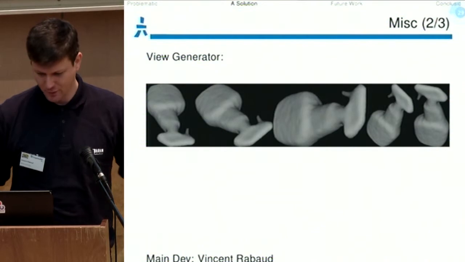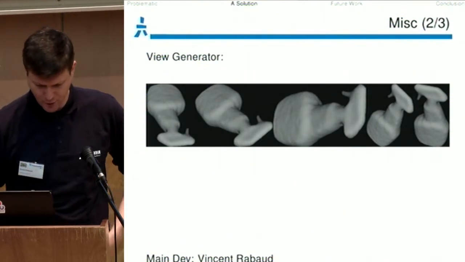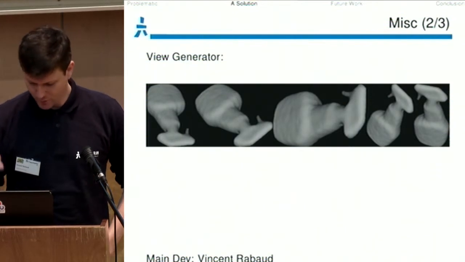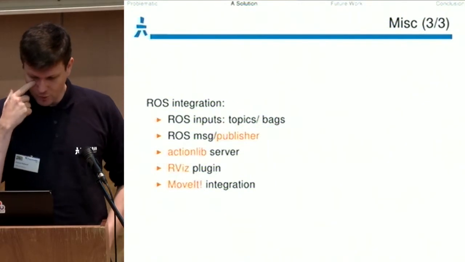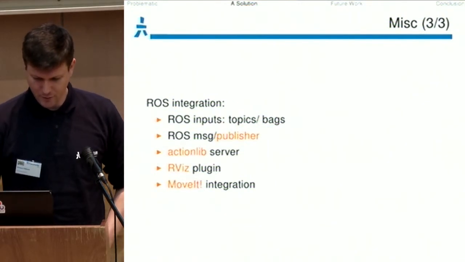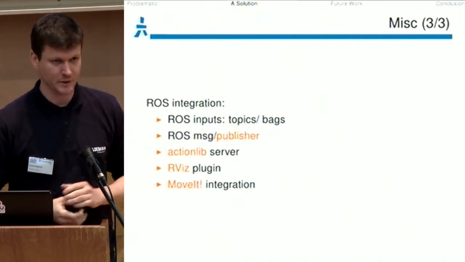Just another tool, simple. As I said, for LINEMOD, you need to generate a bunch of random views. Actually, same thing for transparent objects. So we have a view generator here. Then ROS integration. The whole goal was really to make the framework easy for developers and users one more time, so that they don't have to care necessarily about all those things.